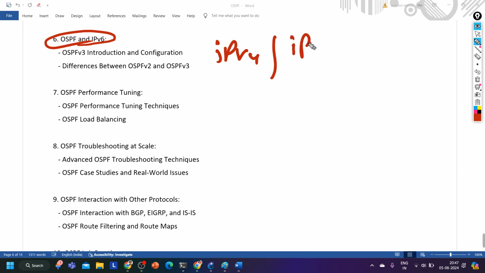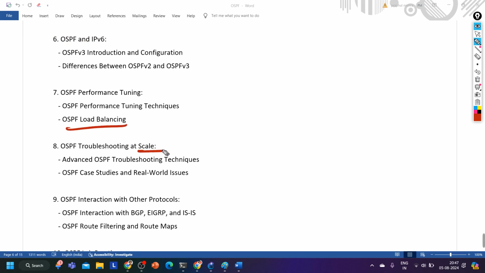These are what, guys? These are address families: IPv4, IPv6, AppleTalk. For different address families, we can configure routing protocols, right? Right now we are learning how to configure a routing protocol for the IPv4 address family. After that, OSPF performance tuning techniques, OSPF load balancing, OSPF troubleshooting at scale, advanced OSPF troubleshooting techniques, OSPF case studies, and real-world issues.